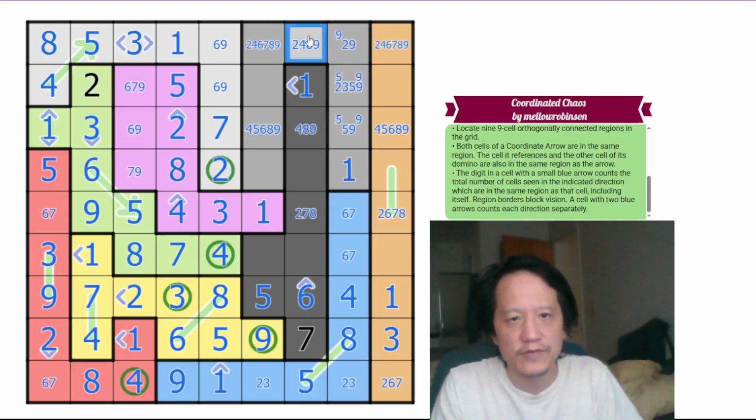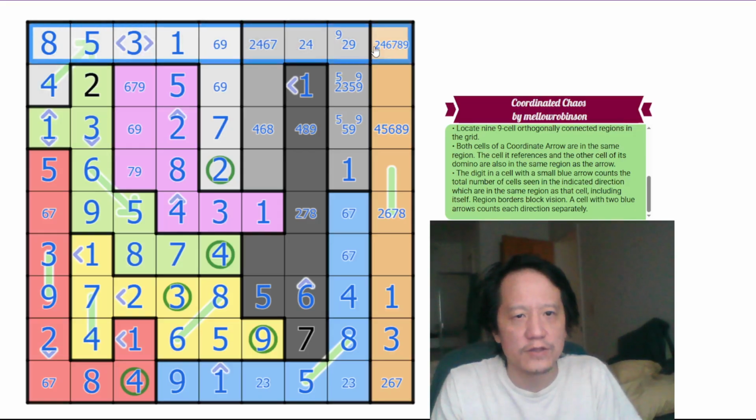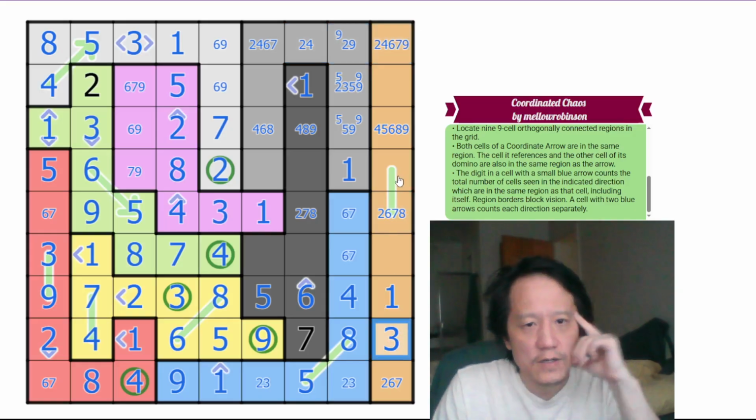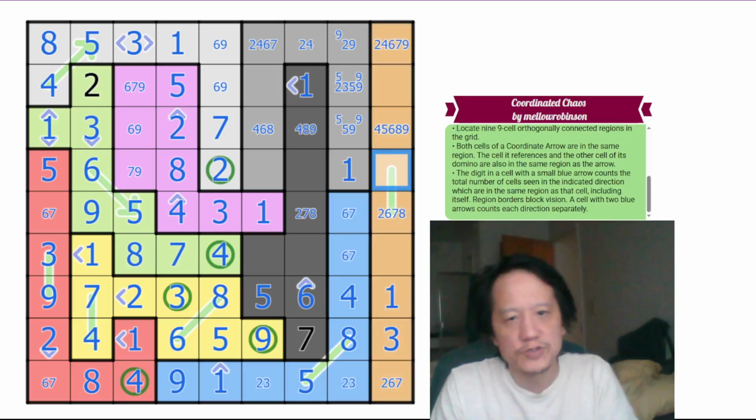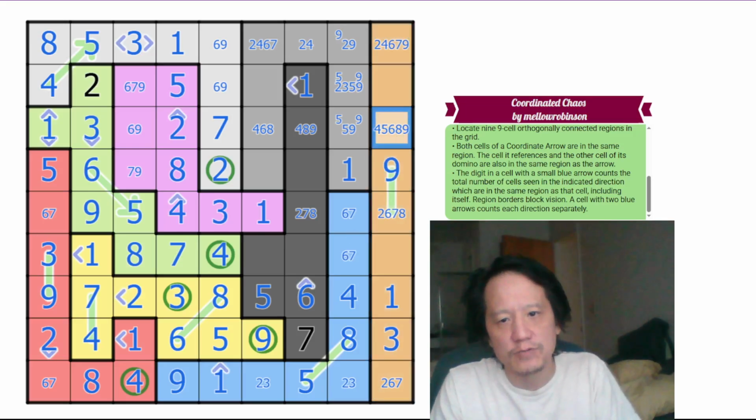That eliminates 5 and 9 in the rest of the medium gray region. So this can't be 5 or 9. This can't be 9. These can't be 8 because of the 8 in the row. This arrow needs to be 9 because we need to have a 9 in the column. So this must be 9, which eliminates 9 in the rest of the column.